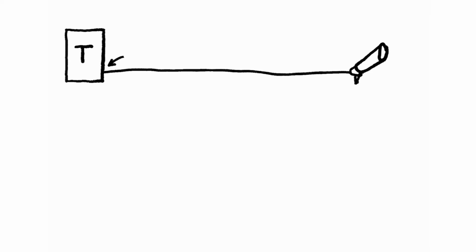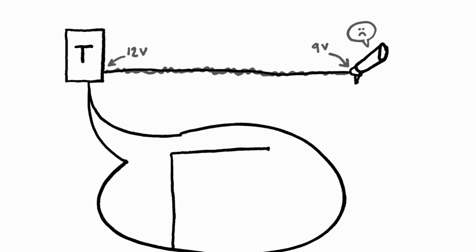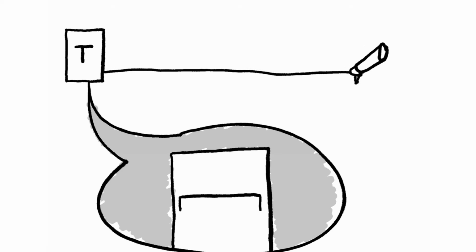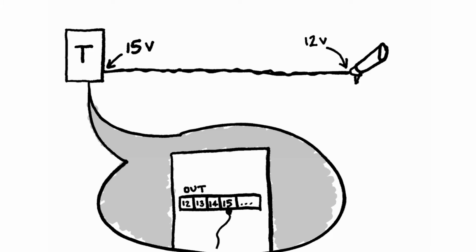But it's never that easy. Some of this output voltage is lost to voltage drop along the wire run from your transformer to your fixtures. To compensate for this, many transformers have multiple output taps that you can choose from at 13, 14, 15 volts, and so on. This way, after the voltage drop along the wire, the light fixtures still receive 12 volts.